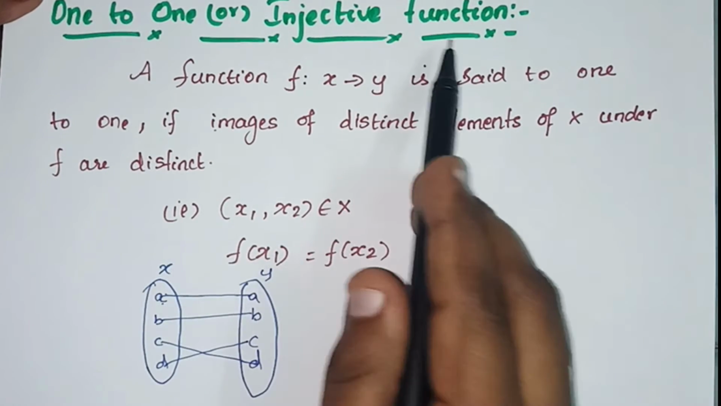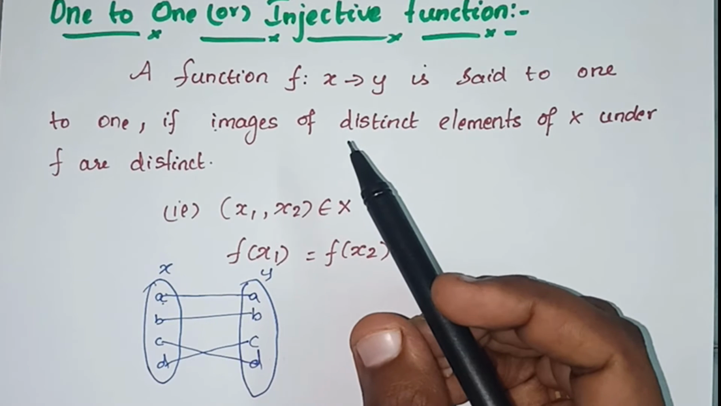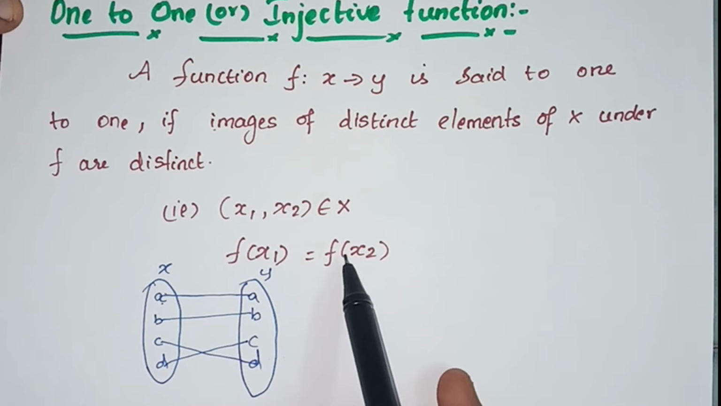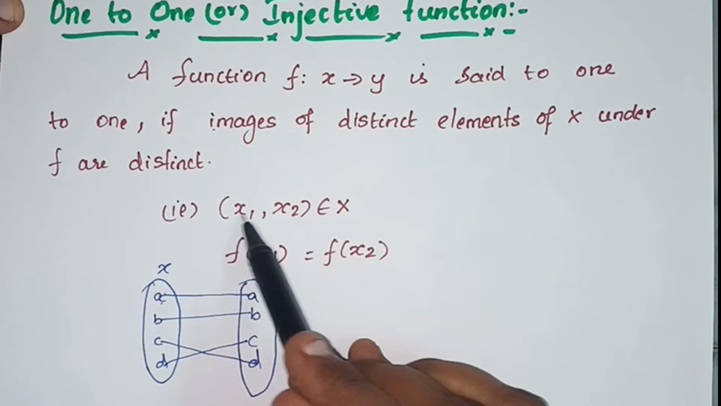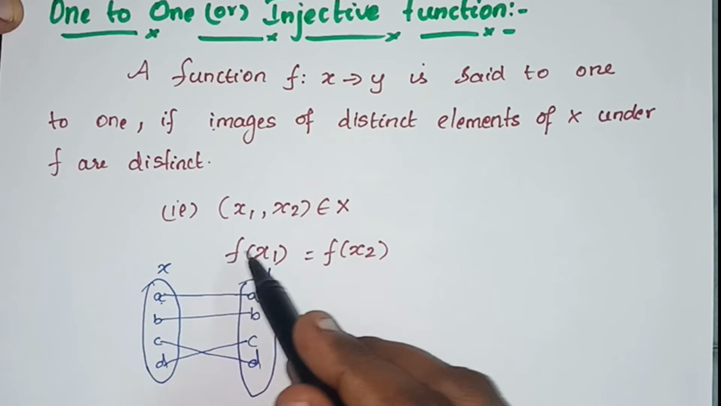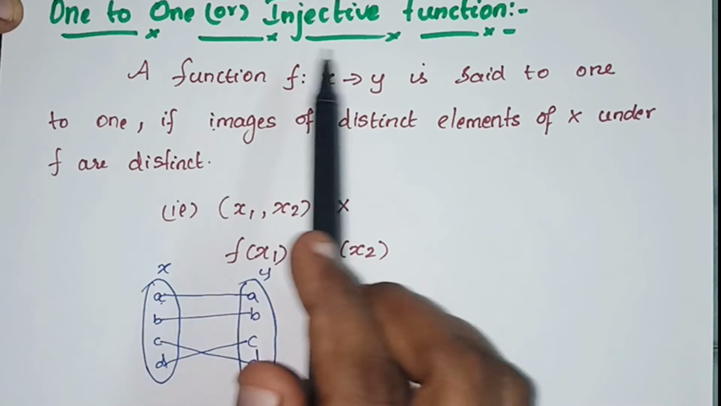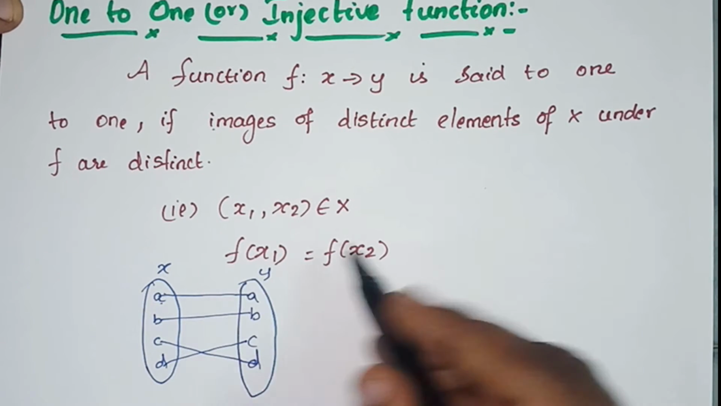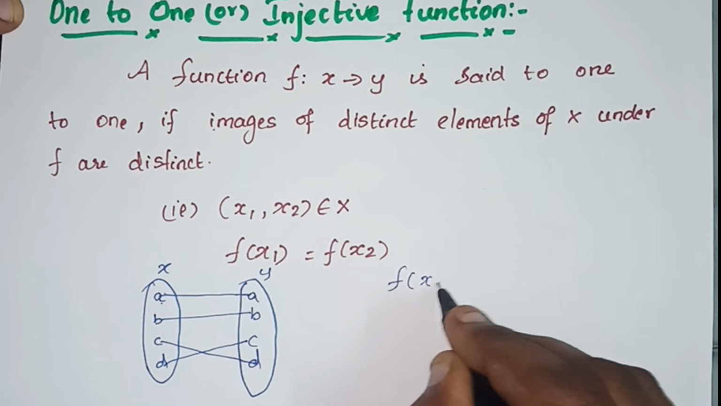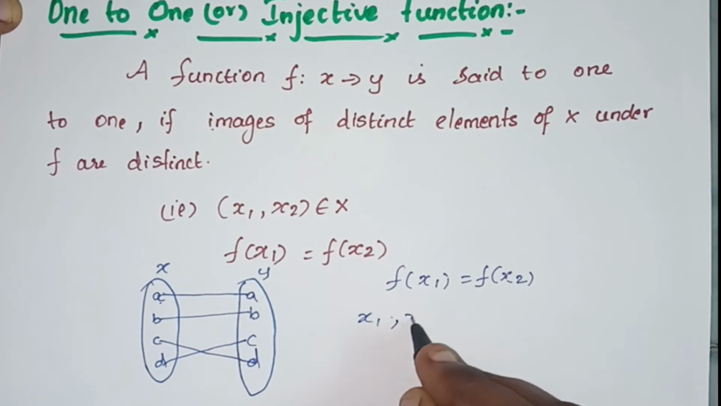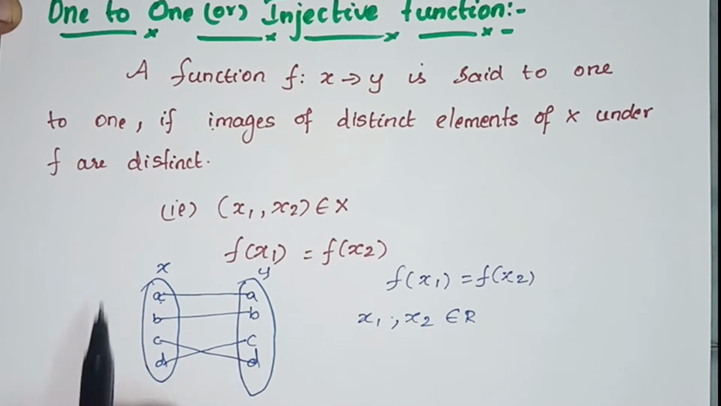For one-to-one function, there is one mathematical expression available. That is f of x1 is equal to f of x2. This x1 and x2 belong to this set X. Okay, so we need to prove whether the function is one-to-one or not. We need to prove this formula, f of x1 is equal to f of x2. So x1 and x2 are nothing but the set X elements.